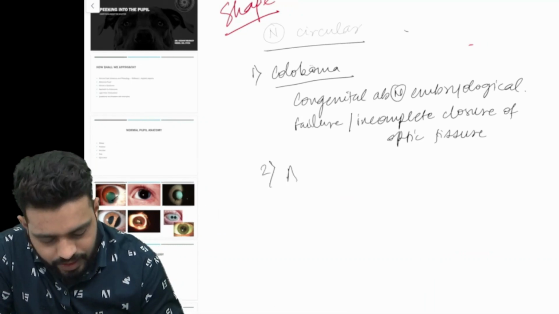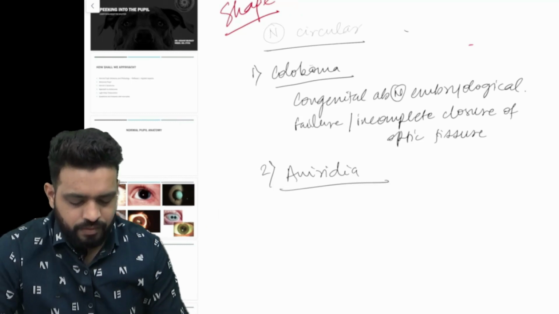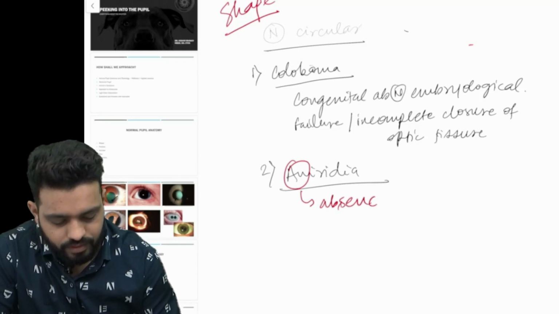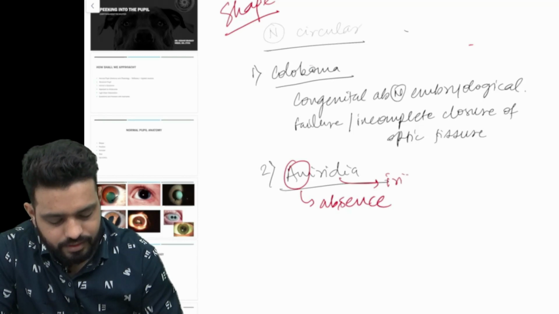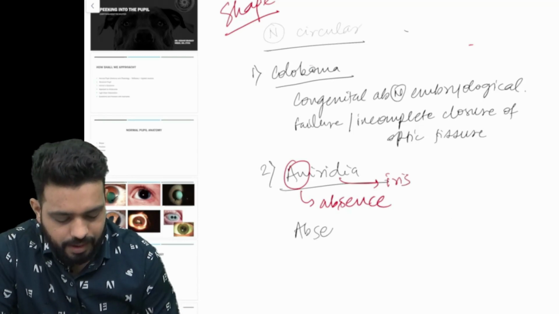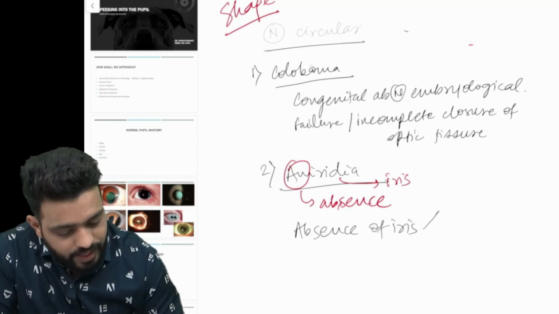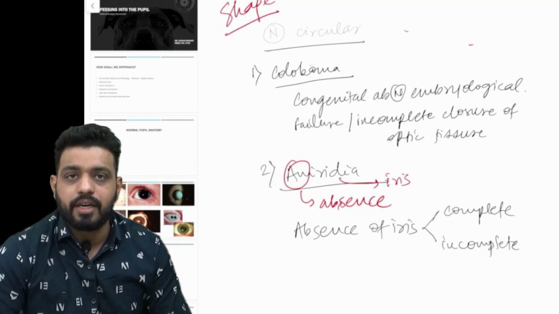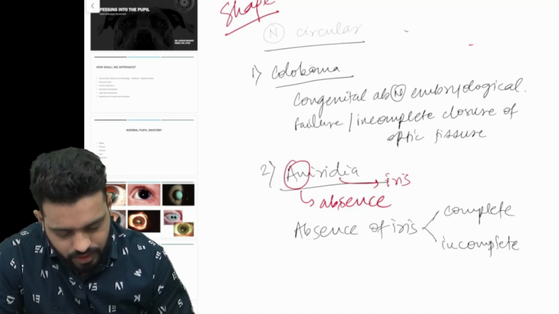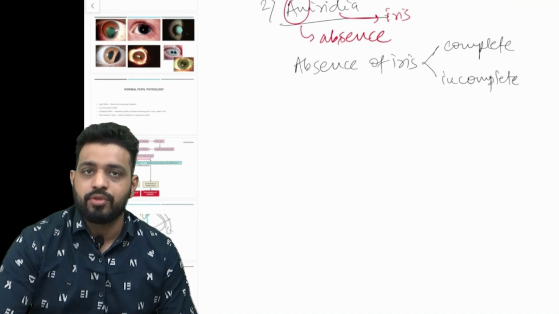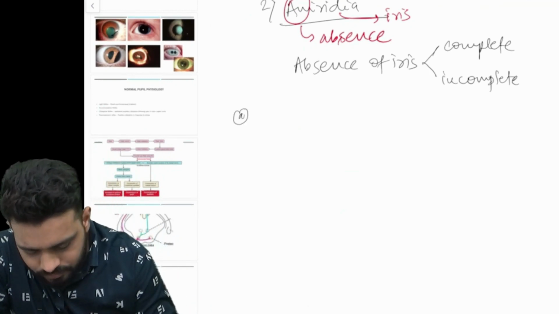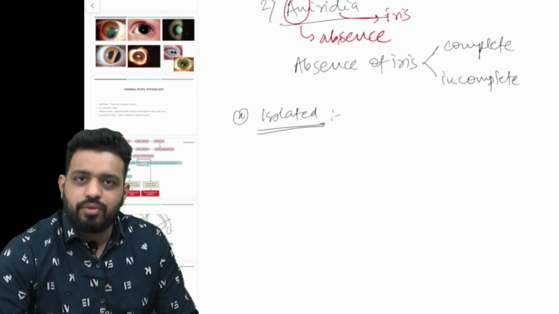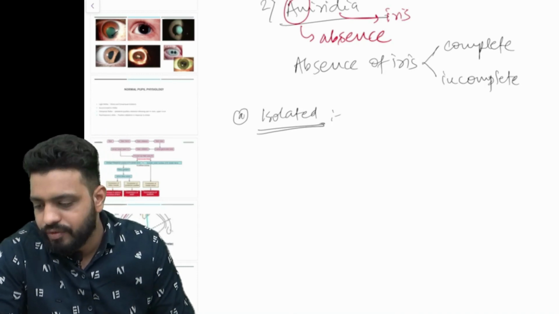Number two is aniridia. As you can figure out, an means absence, and aniridia is absence of iris, which can be complete or incomplete. So it can be a complete aniridia or an incomplete aniridia. Aniridia again has three subtypes. First is isolated, that is, there are no systemic features in the patient. The patient only has an eye with incomplete or complete loss of iris tissue.